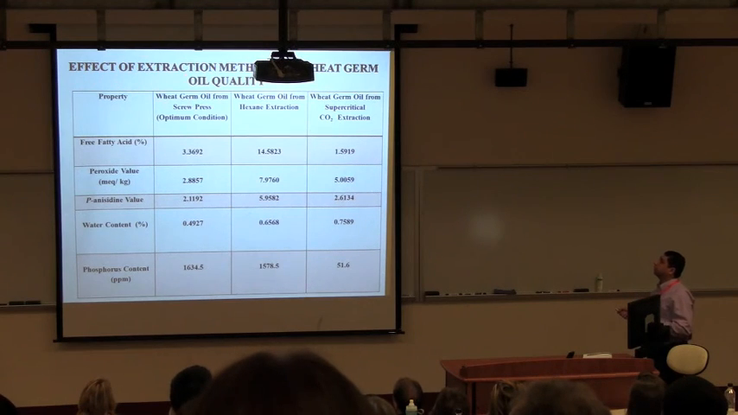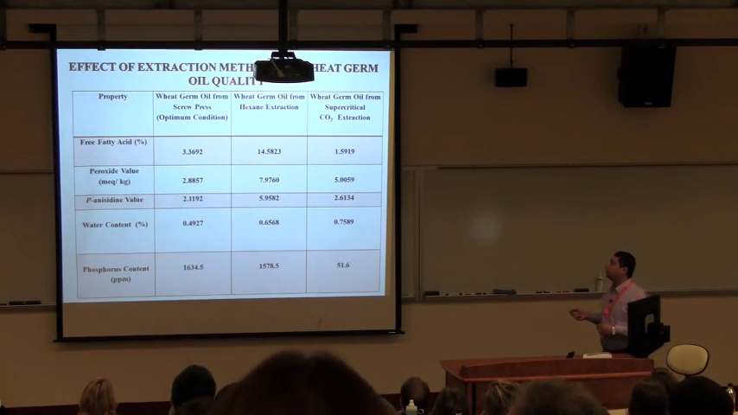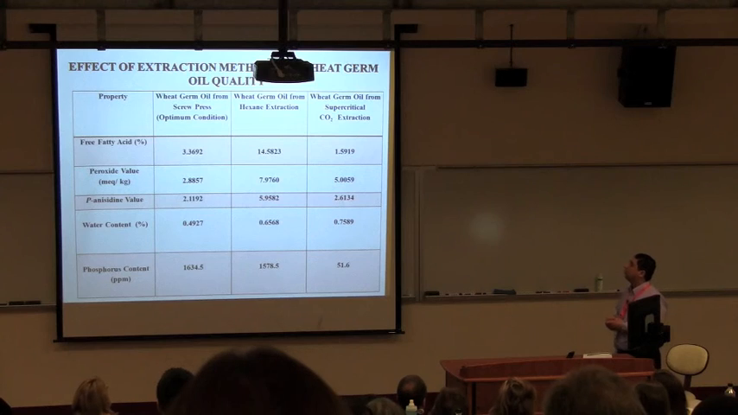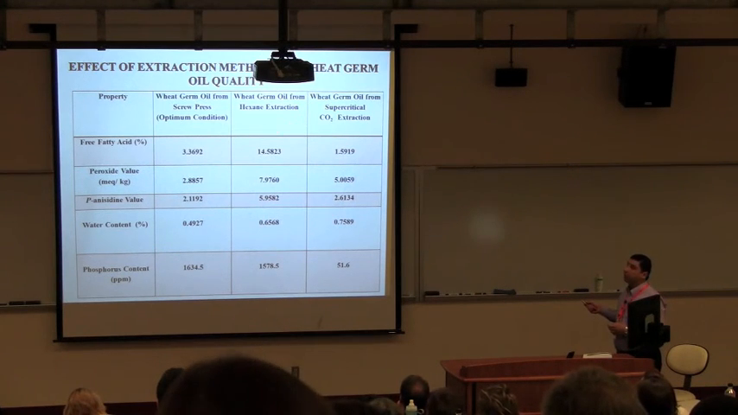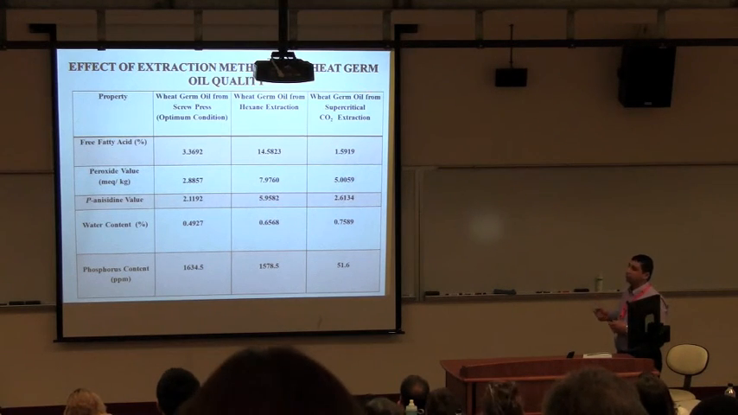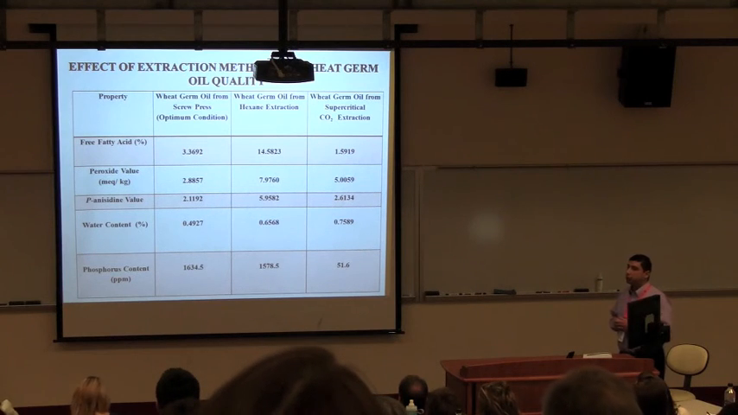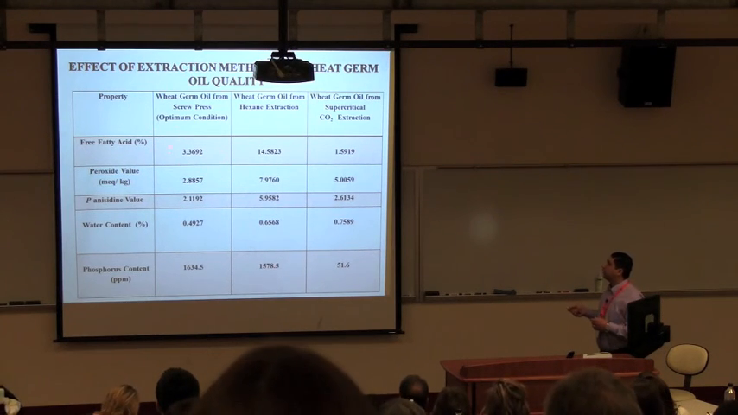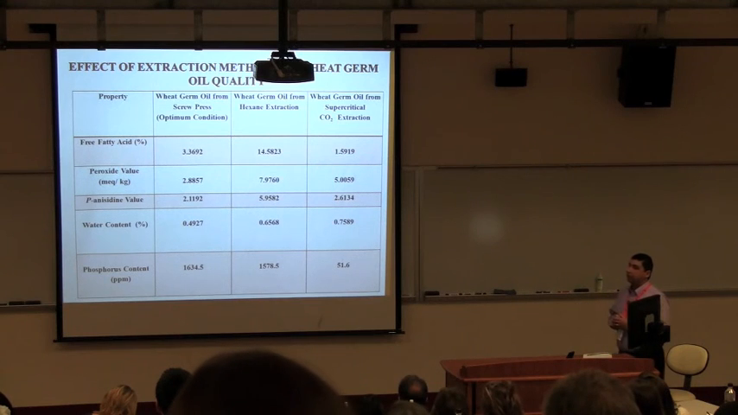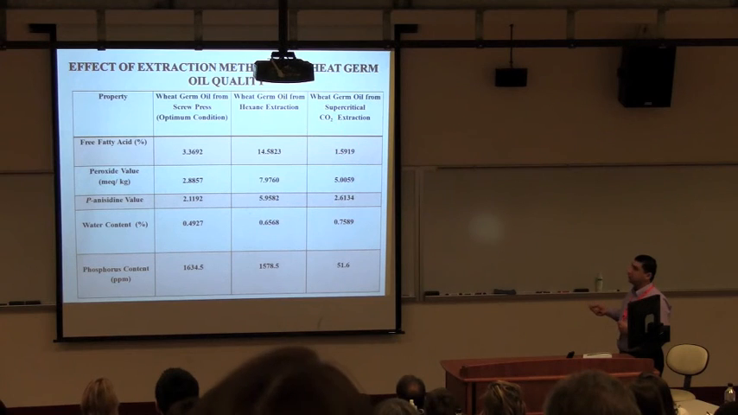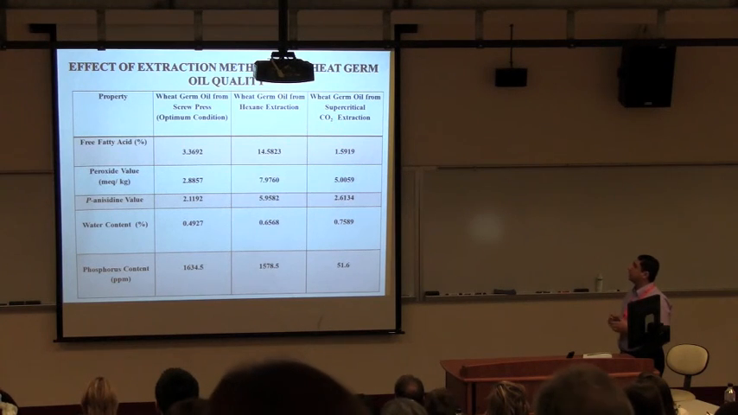This table shows the effect of extraction methods of wheat germ oil on the oil quality. I took the wheat germ oil collected under the optimum condition that I mentioned before and compared it with the wheat germ oil from hexane extraction and from supercritical carbon dioxide extraction. For free fatty acid, as you see, the wheat germ oil collected from the screw press has lower free fatty acid compared with the oil from hexane extraction.